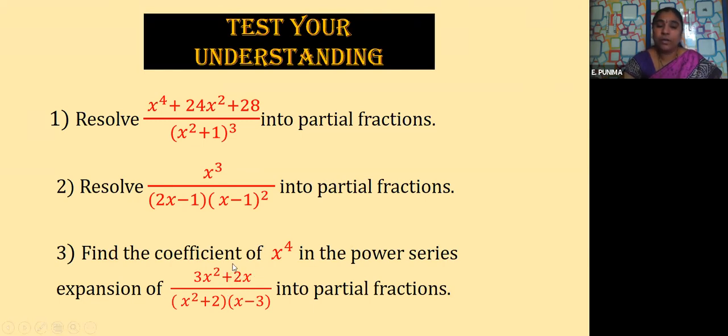The x to the power of 4 means what you will do here? First of all, this has to be split into partial fractions. Then for each partial fraction, find the expansion, and from there you try to find the coefficient of x to the power of 4. Clear? So like this, these are the sums given to you, children. Try to solve the sums.